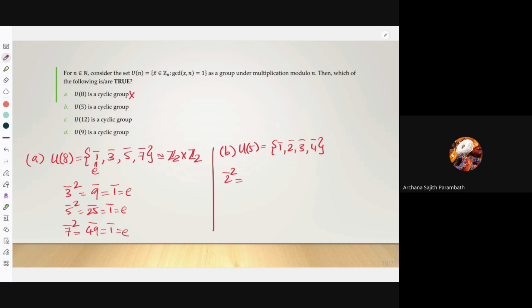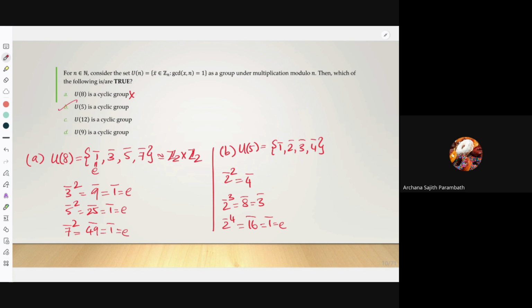So 2 bar square is 4 bar. 2 bar cube is 8 bar, which is 3 bar. And 2 bar power 4 is 16 bar, which is 1 bar. These are modulo 5. So 8 is congruent to 3 mod 5 and 16 is 1 mod 5. So we get that 2 has order 4. And if you could see, it did generate 3, 4 and 1. So U5 is cyclic.